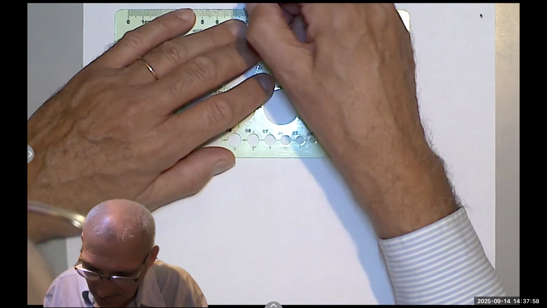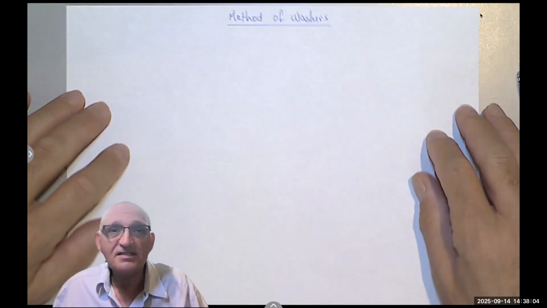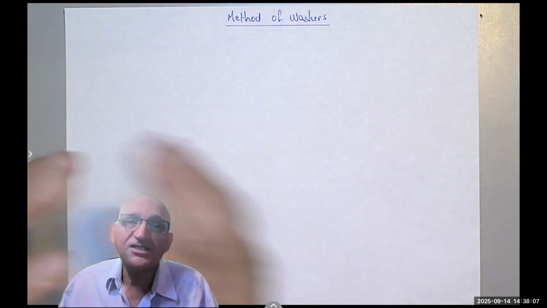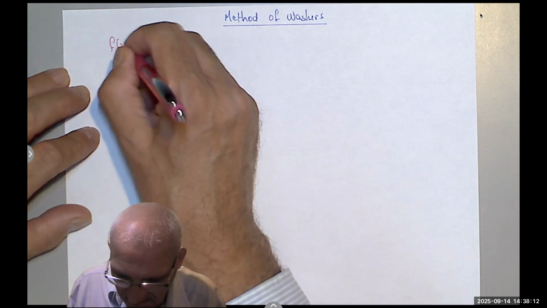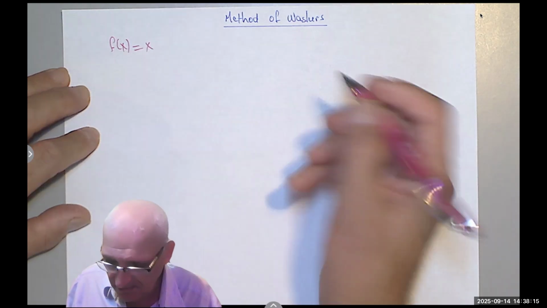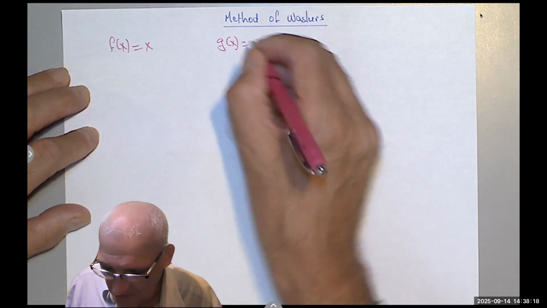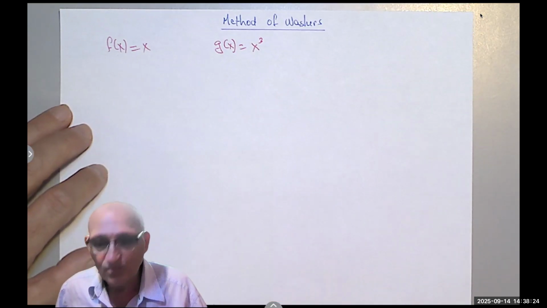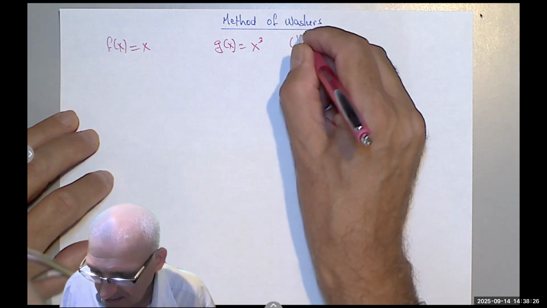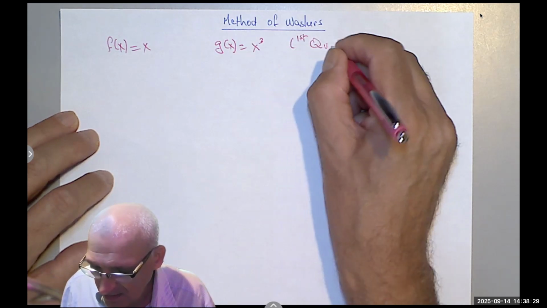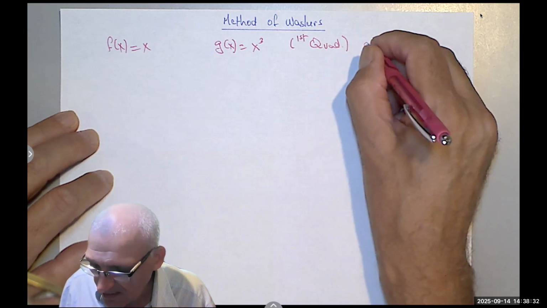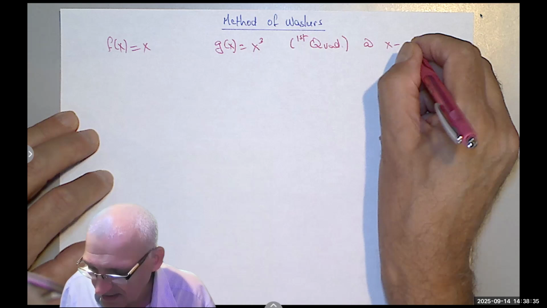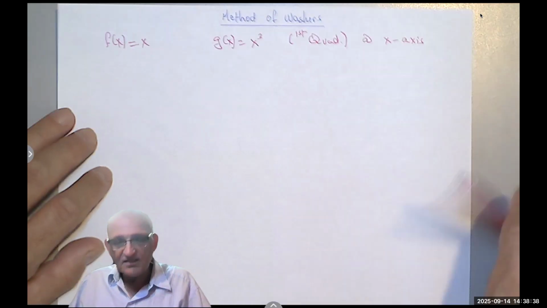Suppose you are trying to find the volume of a solid. And this solid results from the intersection of two graphs. Let's say the first one is a function f of x simply equals x. And the other one, g of x equals x cubed, in the first quadrant, Q1, and we are rotating about the x-axis. How do I find this volume?